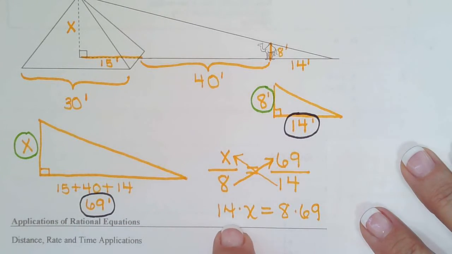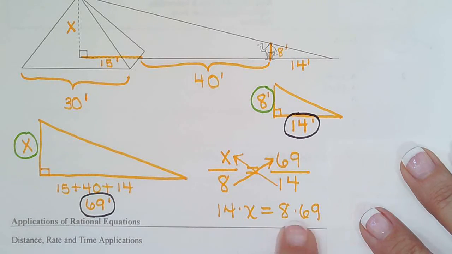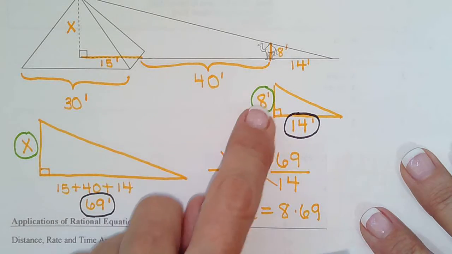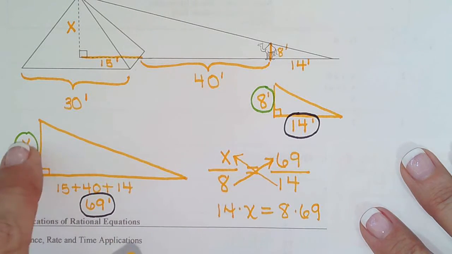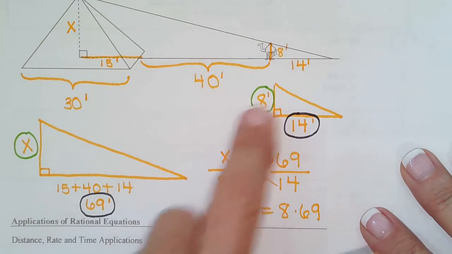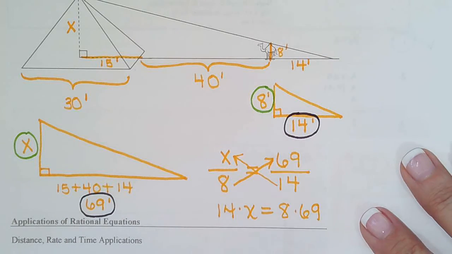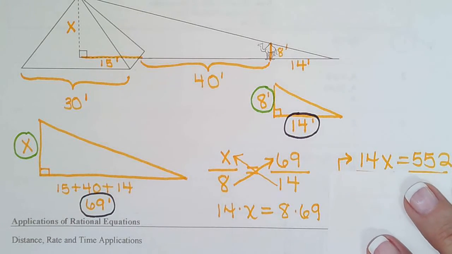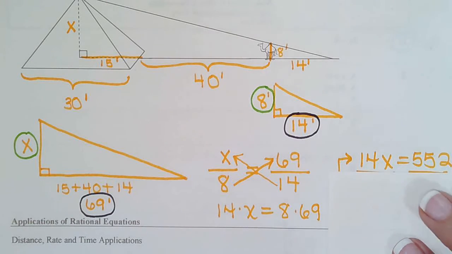14 times x is 14x equals 8 times 69. And don't forget your equal sign, because we set the cross products equal when we're solving. Okay, so we just put the corresponding parts together, starting with the left triangle, left over right, left over right. Then I plugged it into the calculator and I got 14x equals 552.